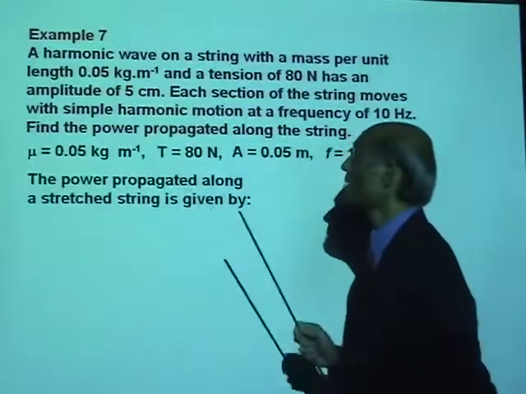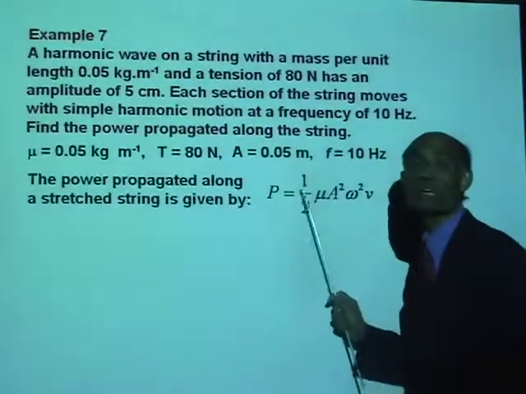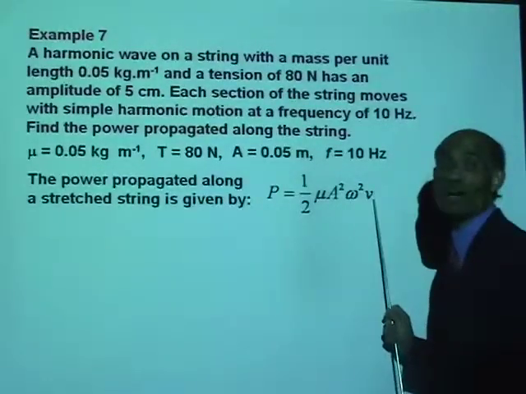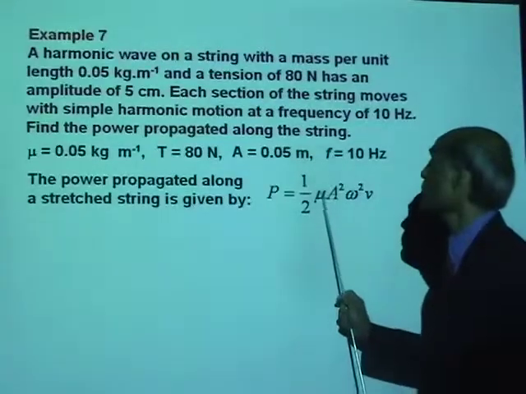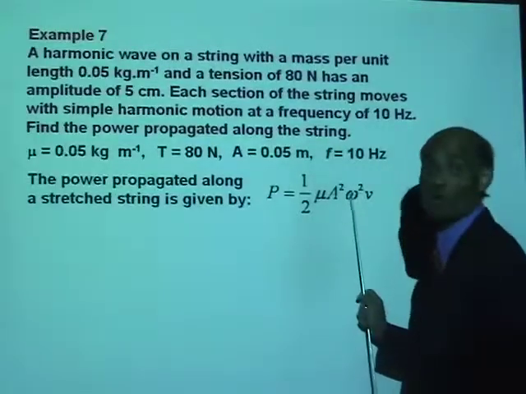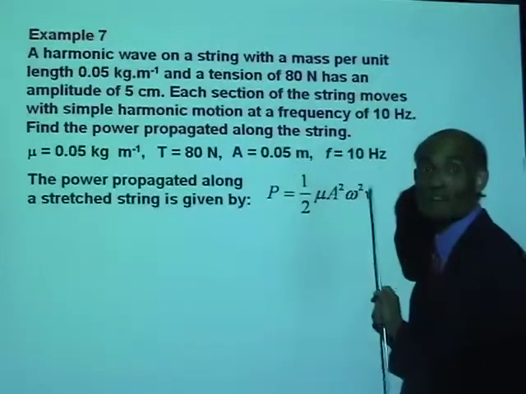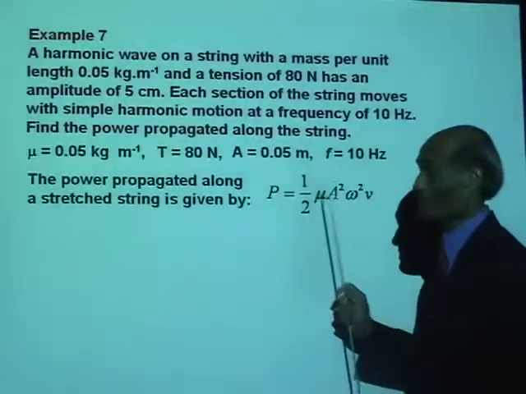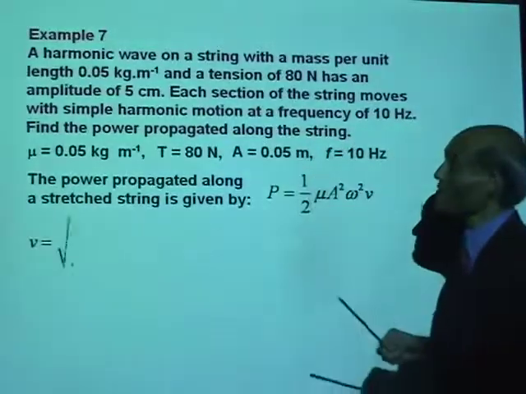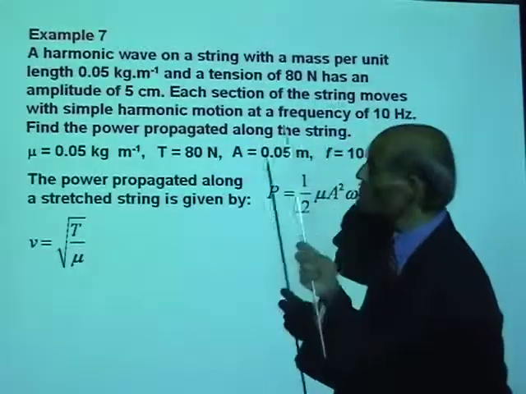The power propagated along a stretched string is given by P equals 1/2 mu a squared omega squared v. And of course we have mu, we have a, we have omega, how? Omega equals 2 pi f. And we have v, how? Because we know T and mu. So first let's obtain v. V equals square root of T over mu.